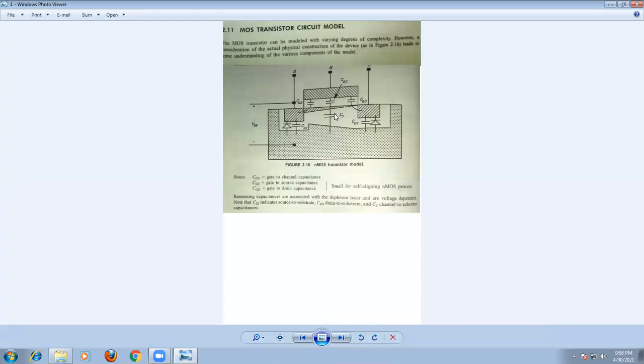Basically, in the NMOS transistor, you know that this is the substrate terminal, and we have heavily doped N-type material here, and here also N-type doped material. This is the drain terminal, and this is the source terminal. This is the polysilicon layer, this is the silicon dioxide, and this is the channel.